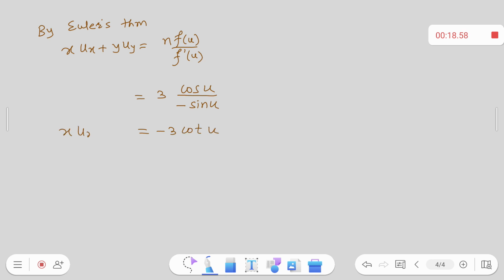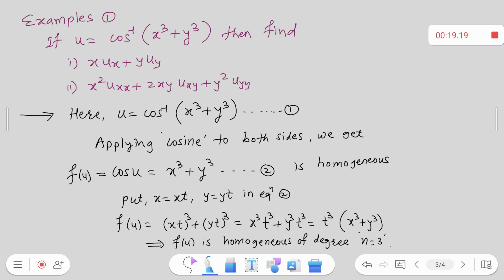x ux plus y uy is minus 3 cot u. This is the first order derivative, the first term you had to find here. This one.